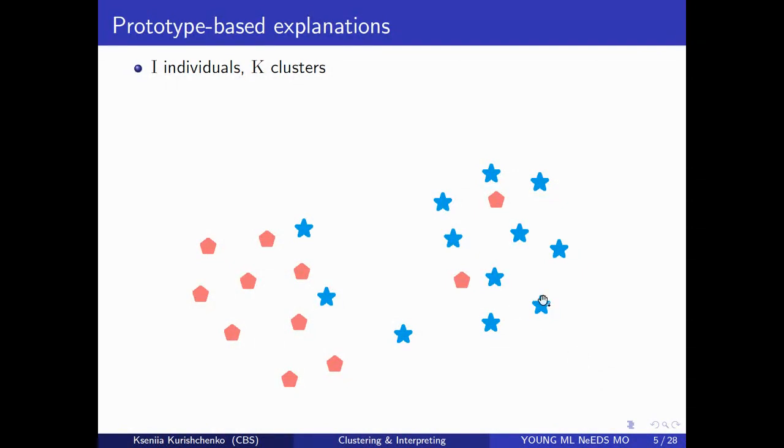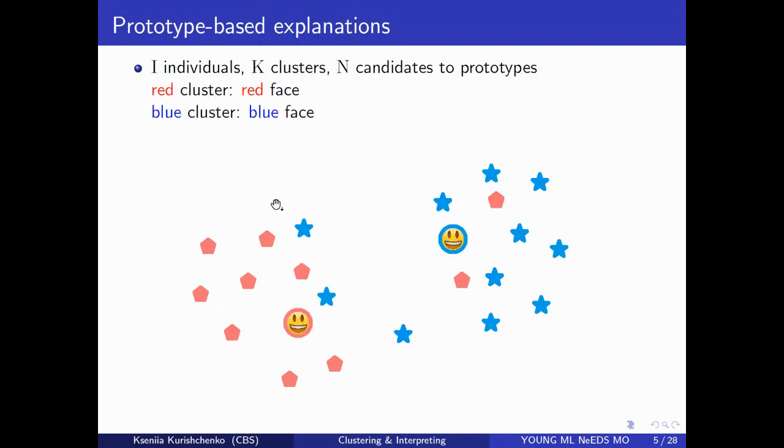So prototype-based explanations. Imagine we have K clusters and I individuals. So this is the red and blue one. And also we have a set of prototypes, which are individuals from these clusters. And our model will tell us which of these candidate prototypes is actually the face of our clusters. So our model will choose these two guys as representative individuals for the whole cluster, red for the red cluster and blue for the blue cluster. And we call them prototypes.